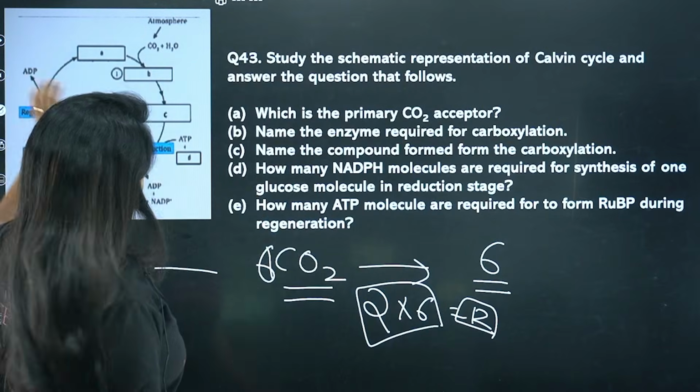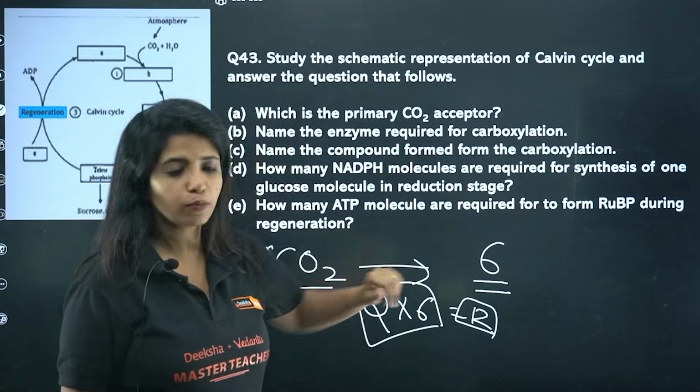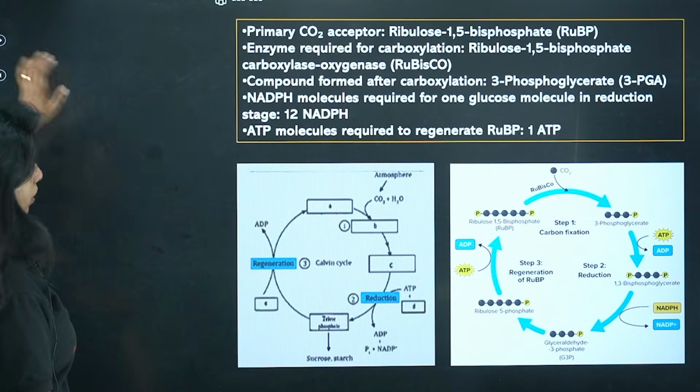Now, one more question is there. How many ATP molecules are required to form RuBP, that is ribulose 1,5-bisphosphate, during regeneration? So basically, after everything is done, it is regenerated. I'll show it over here.